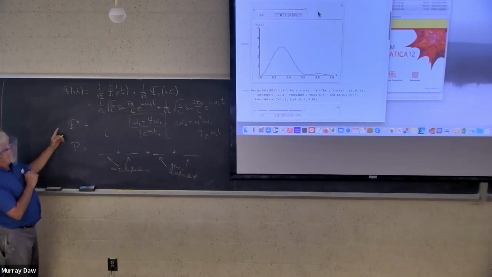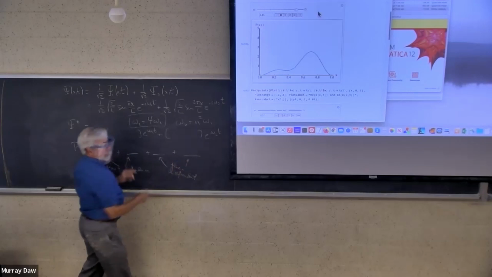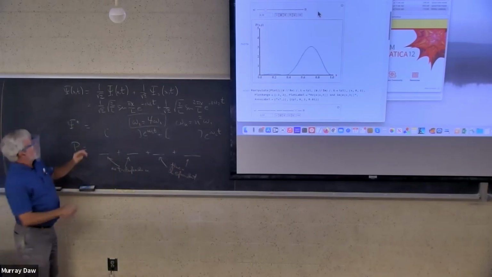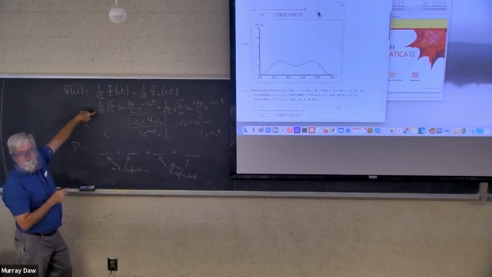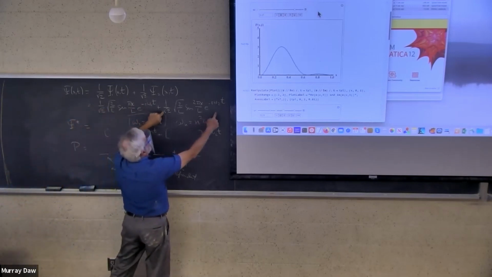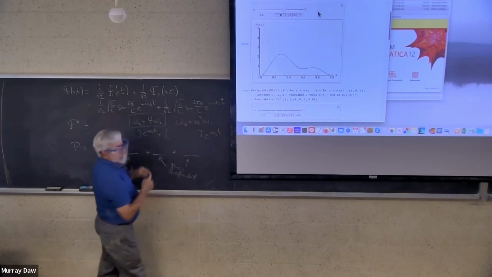But you just take this, multiply it by its complex conjugate, you get 4 terms. This term multiplied by itself, time dependence goes away. And this term multiplied by itself, by its complex conjugate, time dependence goes away. The cross terms give you the time dependence.